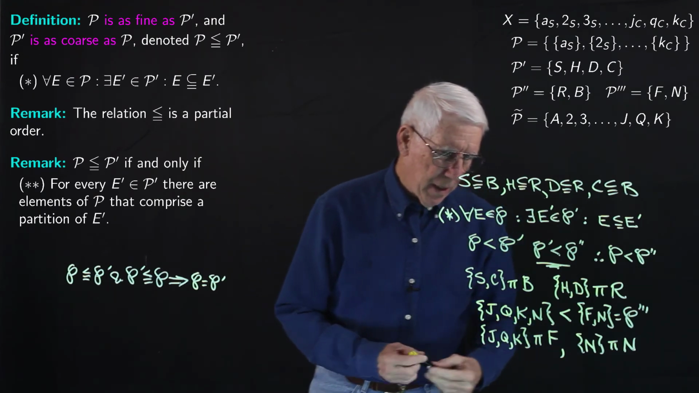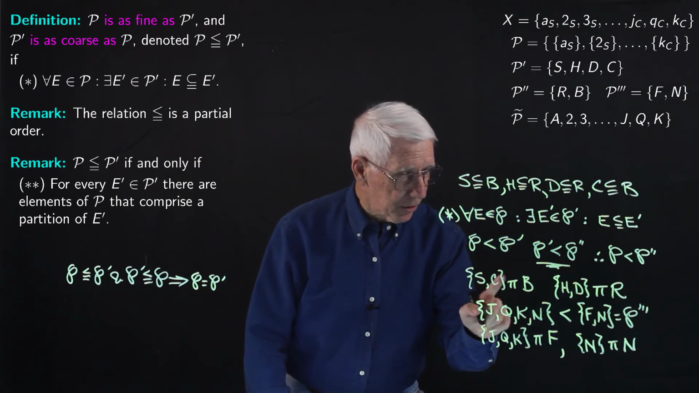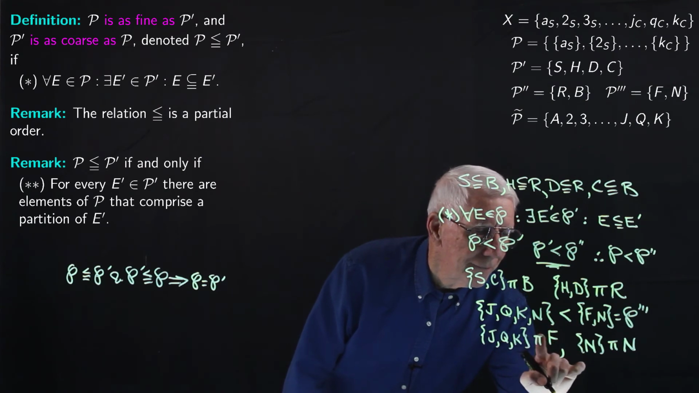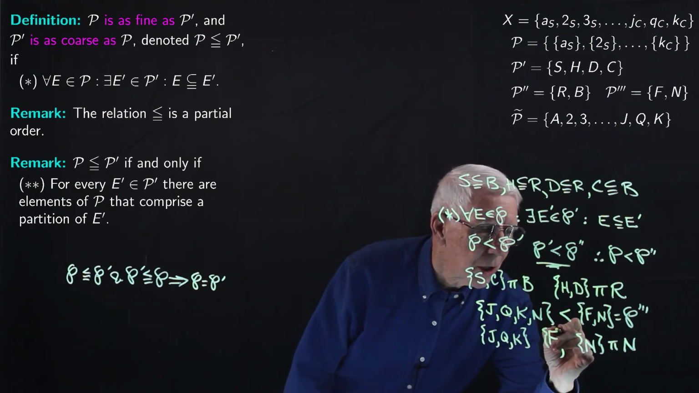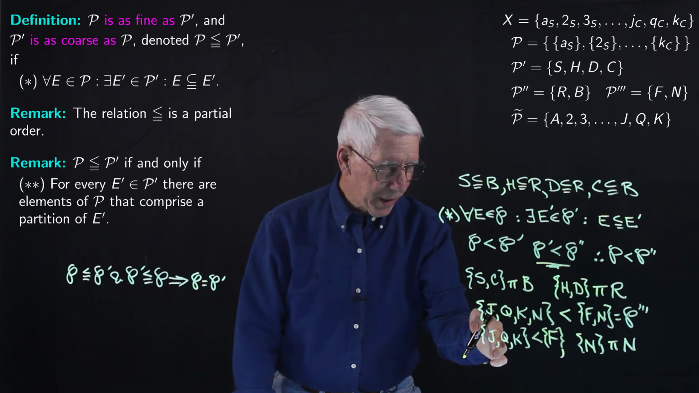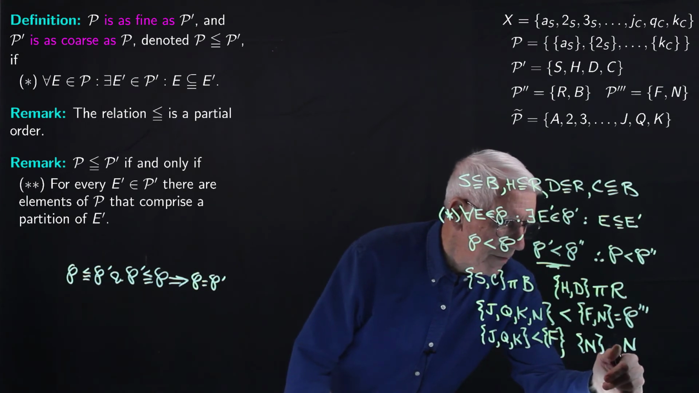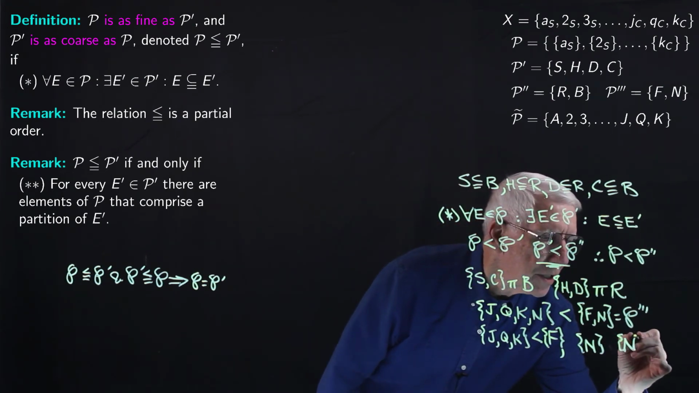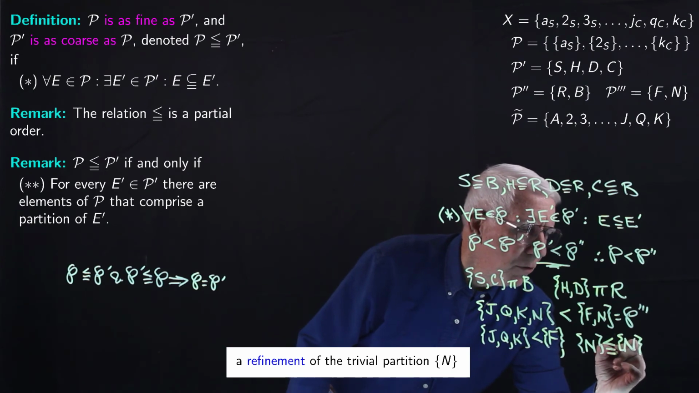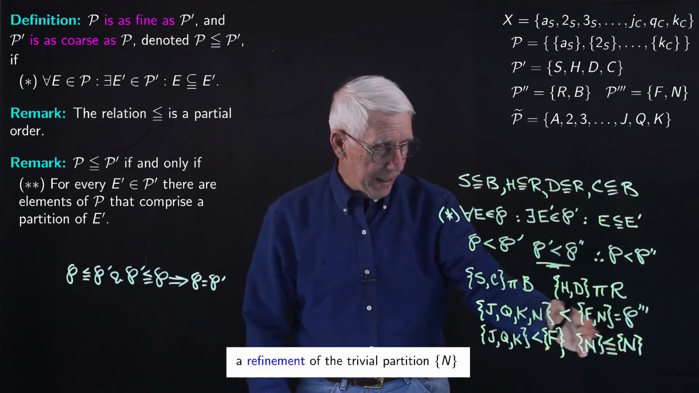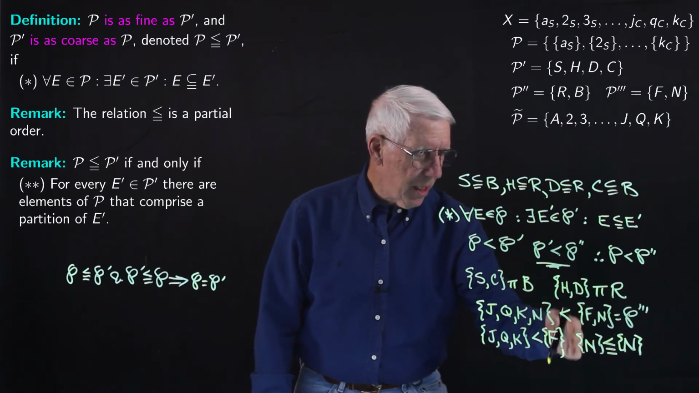Now I'm going to do something a little tricky here. I'm going to take this off and write the trivial partition of F. This is a strict refinement of the trivial partition of F. And let's get this off. This is a partition of the trivial partition of N. And of course, this is less than or equal because it's not a strict refinement, but the partition consisting of just N, the trivial partition of N, is a partition here.